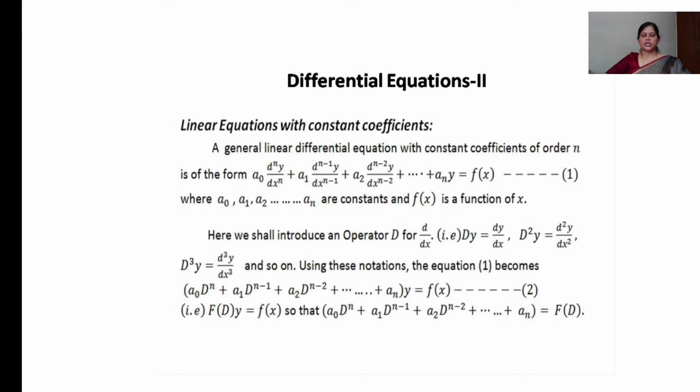A general linear differential equation with constant coefficients of order n is of the form a0 d to the power n y by dx to the power n plus a1 d to the power n minus 1 y by dx to the power n minus 1 plus etc. plus an y is equal to f of x, where a0, a1, a2, etc. an are constants and f of x is a function of x. So using the operator D, the equation 1 becomes f of D into y is equal to f of x. From that we know f of D is a0 D to the power n plus a1 D to the power n minus 1 plus etc. plus an.